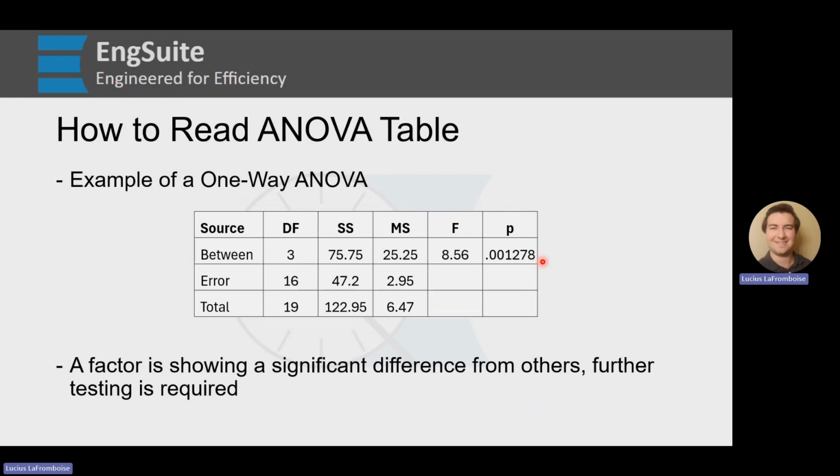we know for our particular example, make sure you check with your organization, that we are going to use the standard 0.05 alpha level. This p-value is less than that 0.05, which means that we reject the null hypothesis, here the null hypothesis being that all of the treatment group means are the same. If we reject that, then we can say that a factor is showing a significant difference from the others. Further testing is required. All that a one-way ANOVA can tell us is whether or not one or more treatment groups are significantly different than the others.